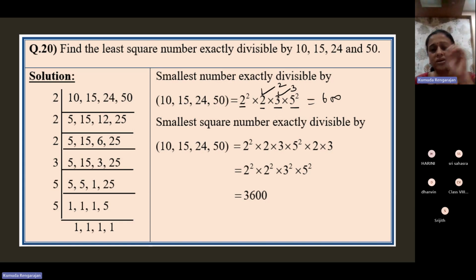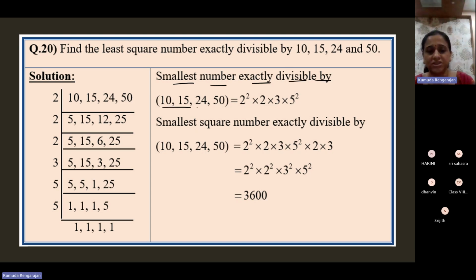Because it should be 2 squared and 3 squared. So this 2 needs another 2 so that it becomes 2 squared, and this 3 needs another 3 so that it becomes 3 squared. So you need to multiply 600 with 6. How 6? Because 2 into 3 is 6. So this is how you present the answer. The smallest number exactly divisible by these four numbers is 2 squared into 2 into 3 into 5 squared. This is the smallest number.